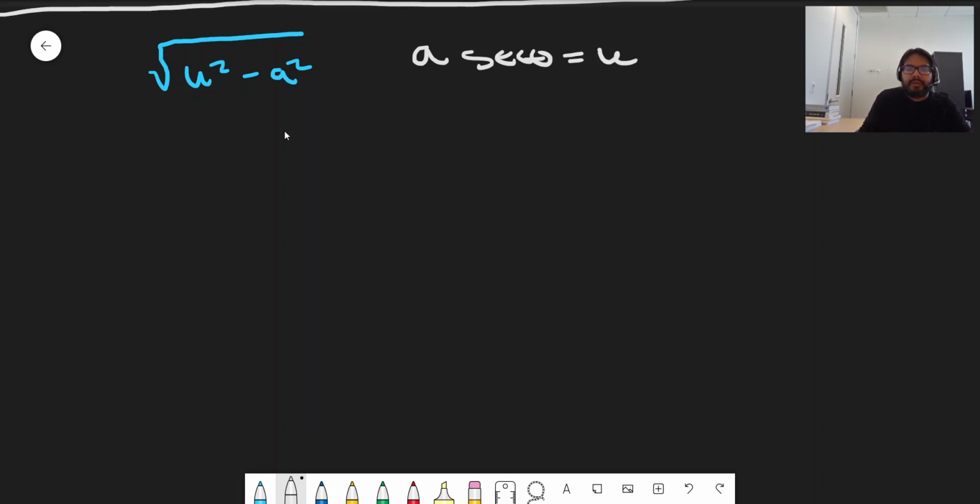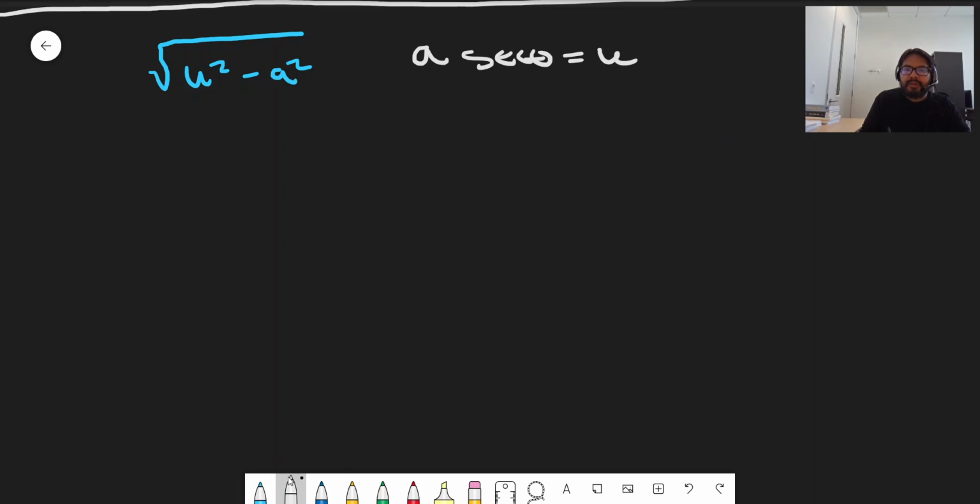Now, of course, if we were going to use our triangle, we would just have to be careful with respect to the signs, essentially, because of the definition of the secant function. But in either case, it always works out that you can use the direct substitution in any case.